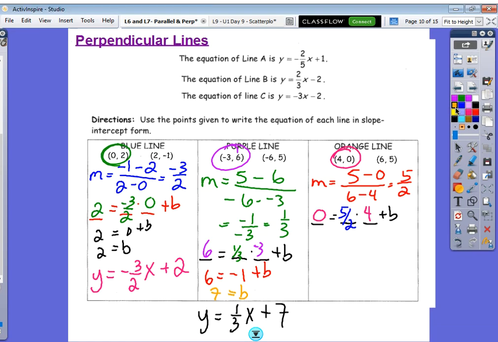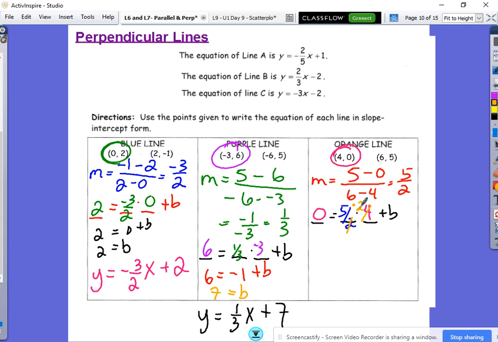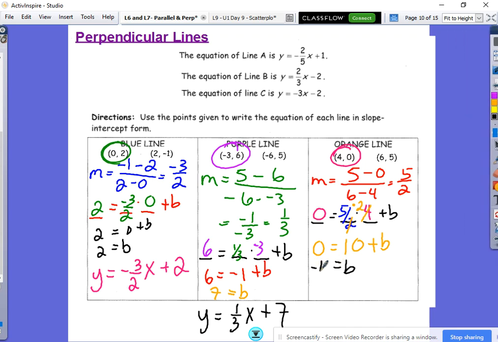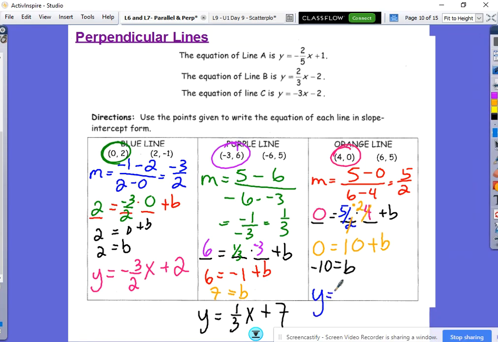When I simplify here, the 2 divides into the 4 2 times. So now what I'm left with is 0 equals 5 times 2. That gives me 10. So I have 10 plus b. Subtract the 10 over, so b equals -10. 0 minus 10 will give you -10. Finish this out here. Our equation is y equals positive 5 over 2x minus 10.